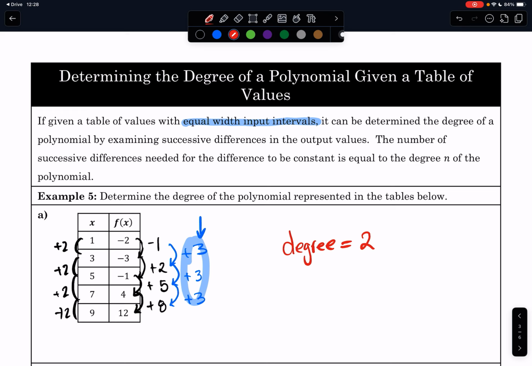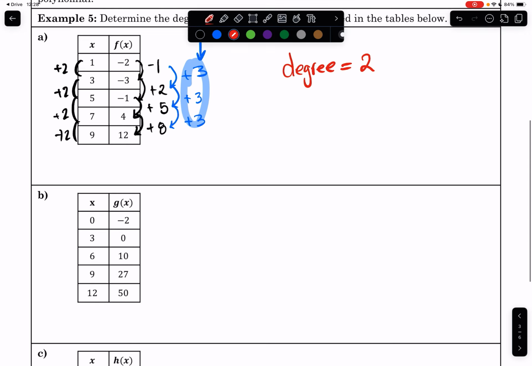But again, this only works if this is going to be consistent. So like right here, this is consistent. We're increasing by 3. 0 plus 3 is 3, 3 plus 3 is 6, 6 plus 3 is 9, 9 plus 3 is 12.